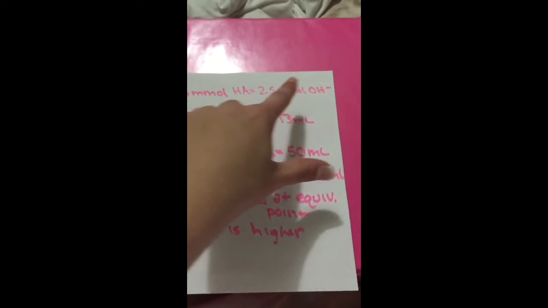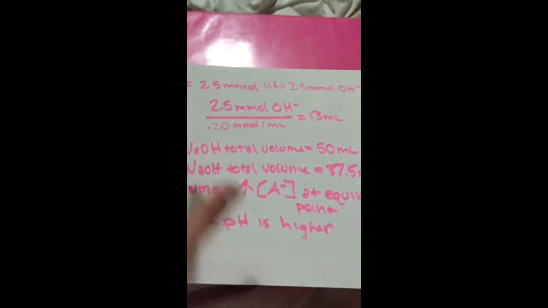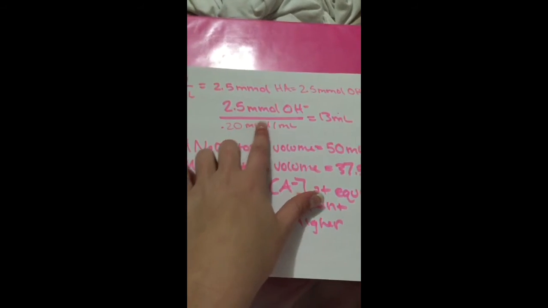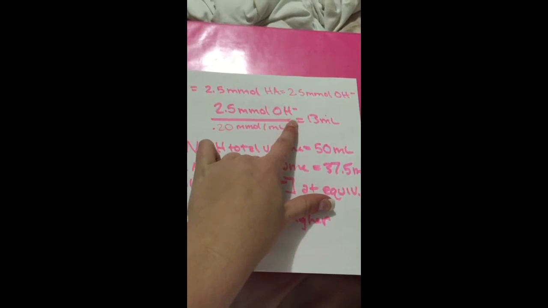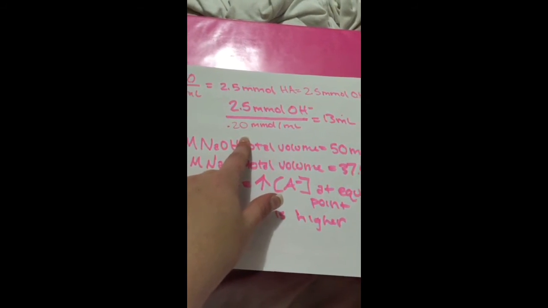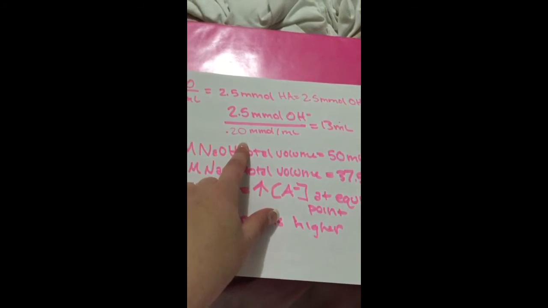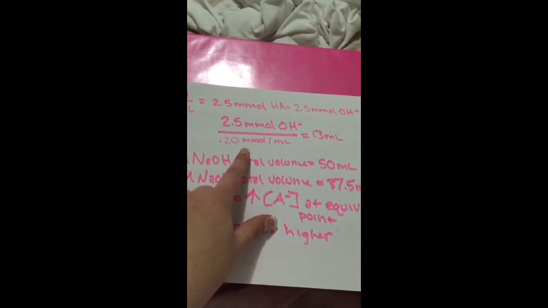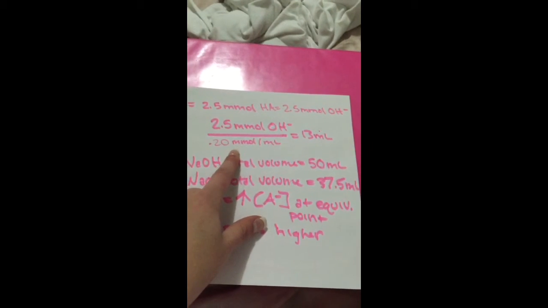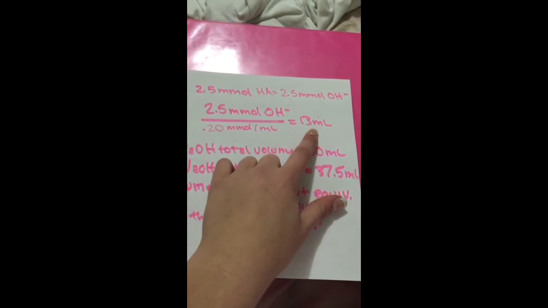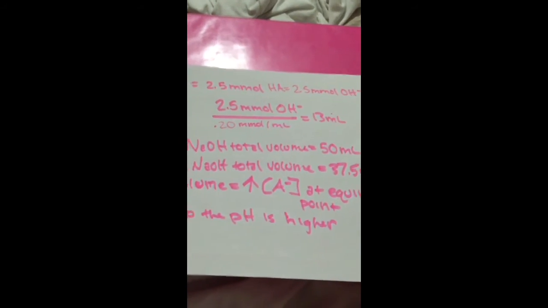And so at the equivalence point, the moles of HA should be equal to the moles of OH minus. So we take the 2.5 millimoles of OH minus and we divide that by 0.20 millimoles per milliliter, because that was our original molarity, and we get 13 milliliters.